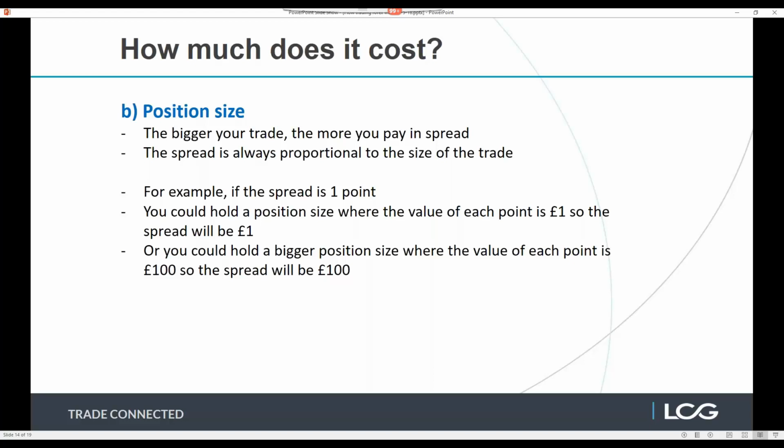So a very simple example being that if the spread is 1 point, before we used an example where the spread was 2 pips, say it's 1 for ease of calculation. If you hold a position size where the value of each point is worth £1, then obviously your spread will just be 1 times £1, which is £1. But if you're trading so that the value of each pip is £100, well then suddenly the spread will be £100, not 1. Obviously it's all completely proportional. But you just got to be aware, obviously, you're going to benefit when the price moves in your favor, if the price moves in your favor. But you're going to pay for that extra benefit via the spread.